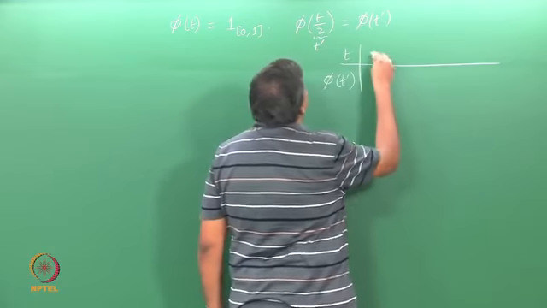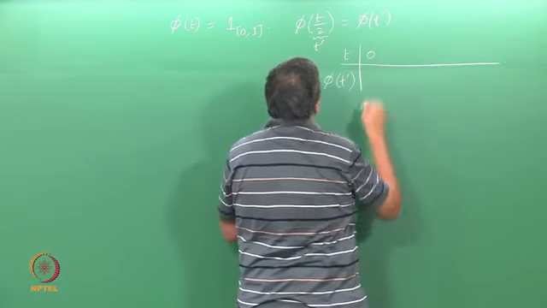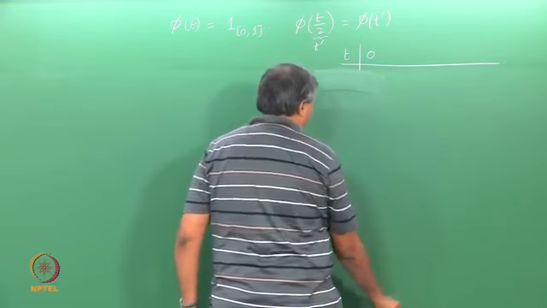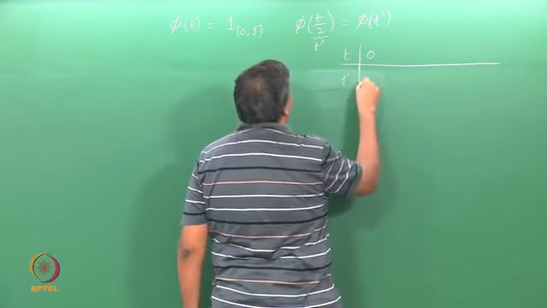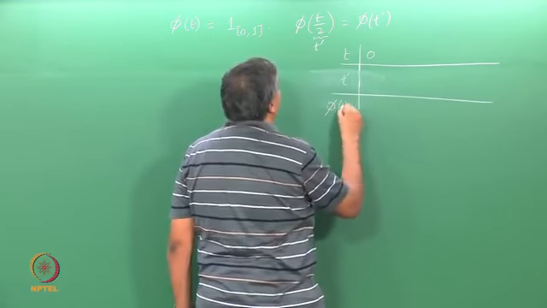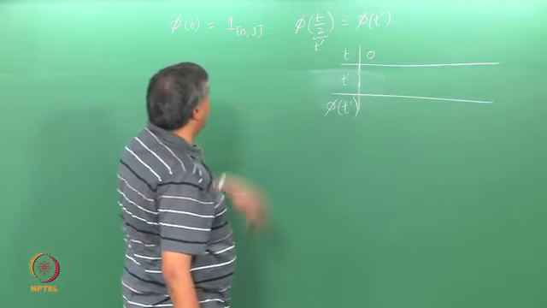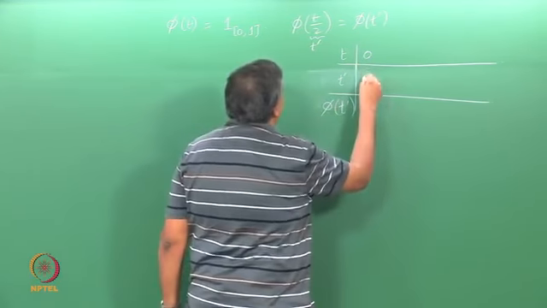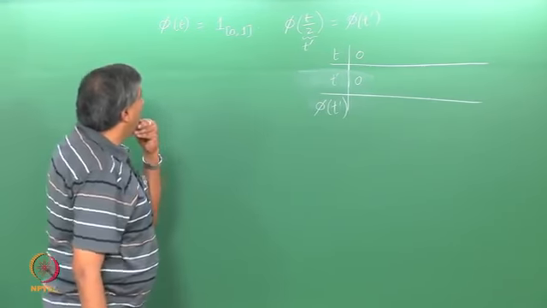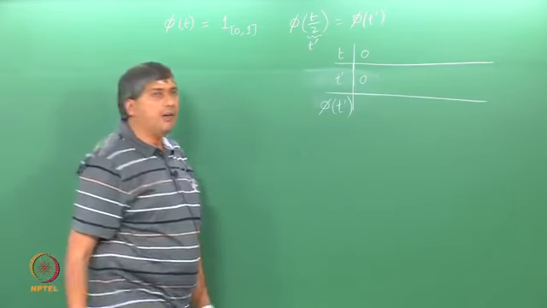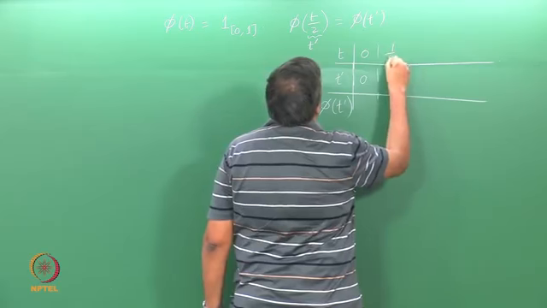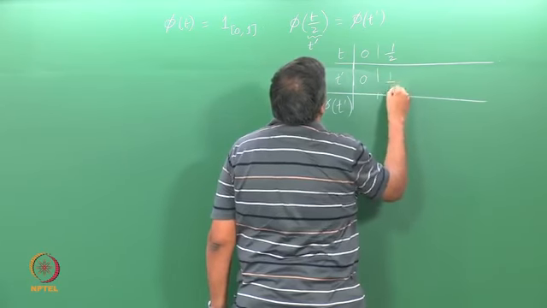So, when t is 0, of course, t prime is 0. So, we shall have another row for t prime, and then a third row for phi of t prime, which is nothing but my phi of t by 2. When t is 0, t prime is 0, and let us pick another value here. When t is, let us say, half, then t prime is 1/4.